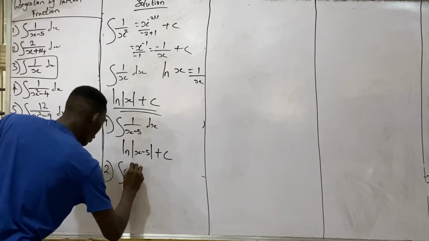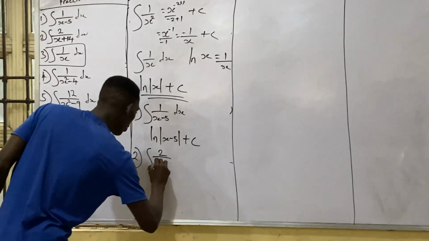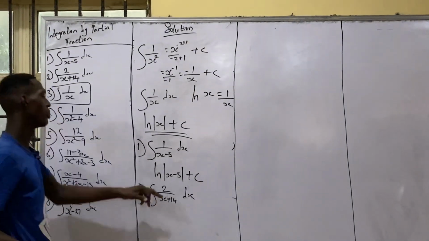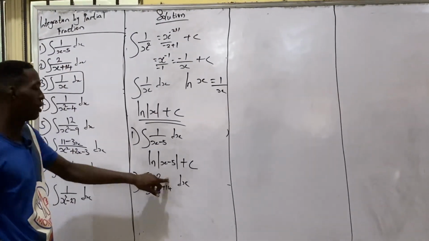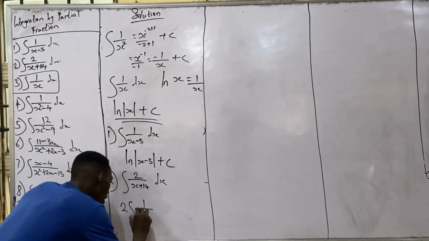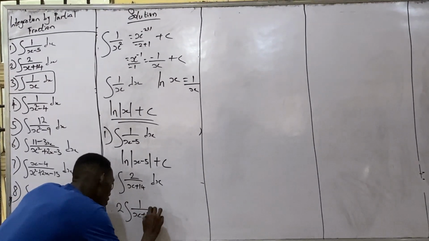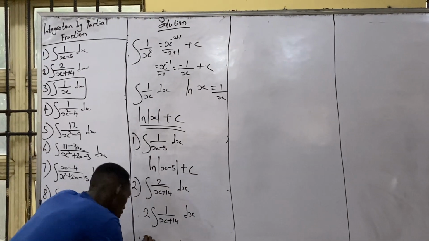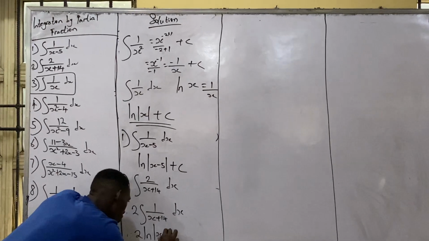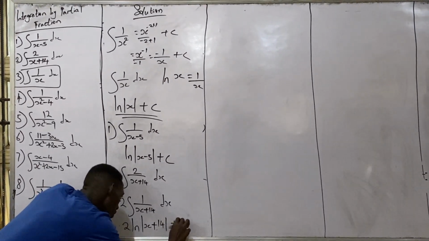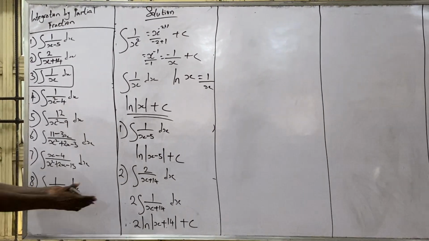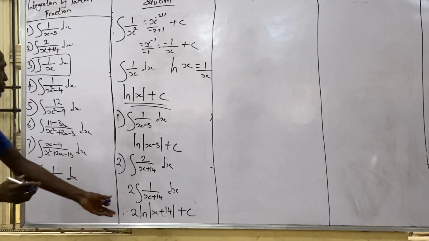So the integration of 2 over x plus 14 dx. We can take the 2 to the front, so you can rewrite this as 2 times the integral of 1 over x plus 14 dx. That will give us 2 ln of x plus 14 plus c. It's as simple as that. You have gotten your answer.